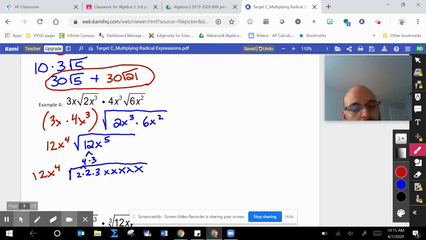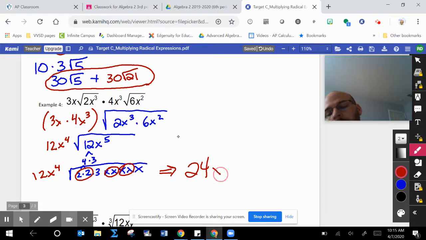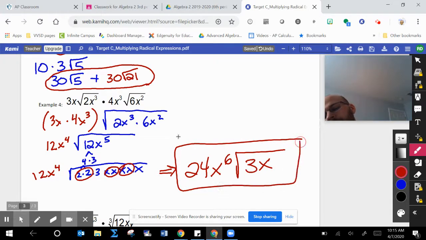Now, because it's a square root, I want to circle my groups of 2. So I can take a 2 out, I can take an x out, I can take an x out. Anything that comes out is going to get multiplied into the front. If I take another 2 out, instead of 12 being in the front, I'm now going to have a 24. And there were 4 x's, x to the fourth, but I'm going to take 2 more, and now it's going to be x to the sixth. On the inside of that radical is going to be all the stuff I didn't circle. So that's going to be a 3x, and that would be my reduced radical form.